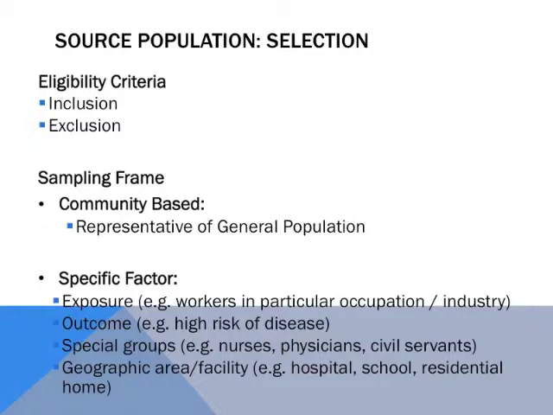However, it may be more feasible to identify individuals based on a single factor, such as their exposure, for example, studying respiratory diseases among coal miners; their outcome, for example, studying breast cancer in women with a family history of breast cancer; special groups such as nurses, physicians, civil servants; or by geographic location facilities such as hospitals, schools, or residential homes.